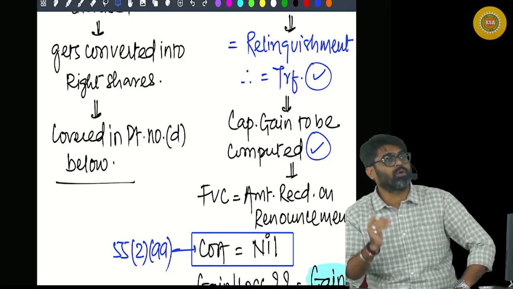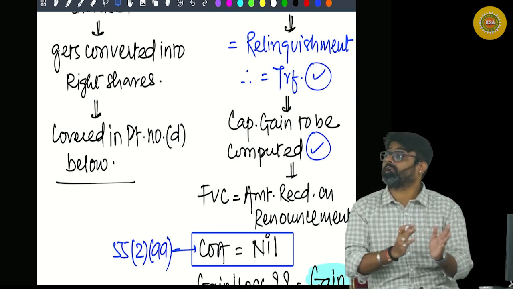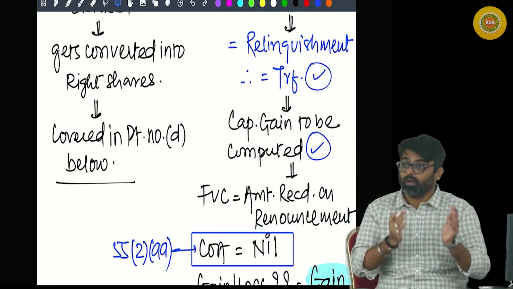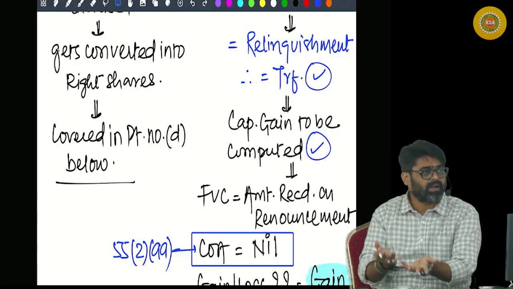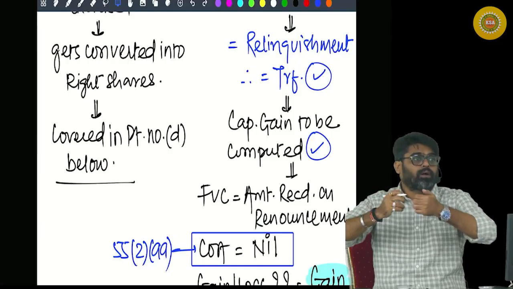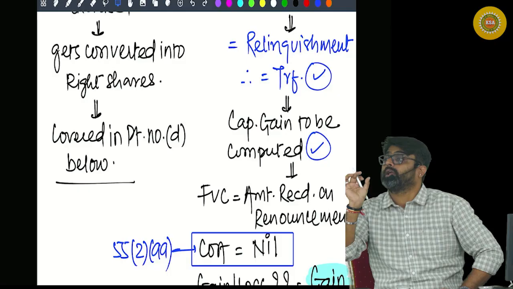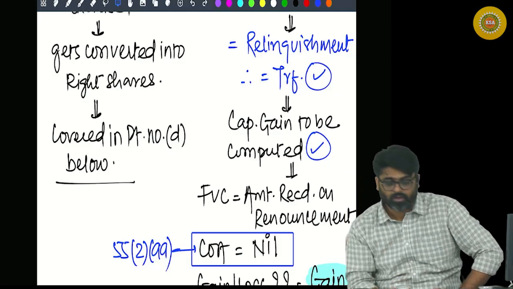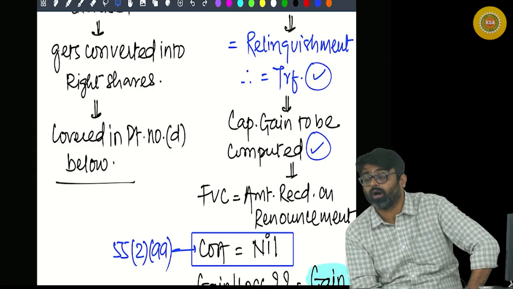So 50 into how many rights have you relinquished? It is possible that you can relinquish the right of 200 shares also, or the rights of 100 shares. But in my example, we have taken that you have relinquished the rights of all 500 shares. Per right, how much taken? 50. Can I say that will be your full value of consideration for transferring your rights, your capital asset?